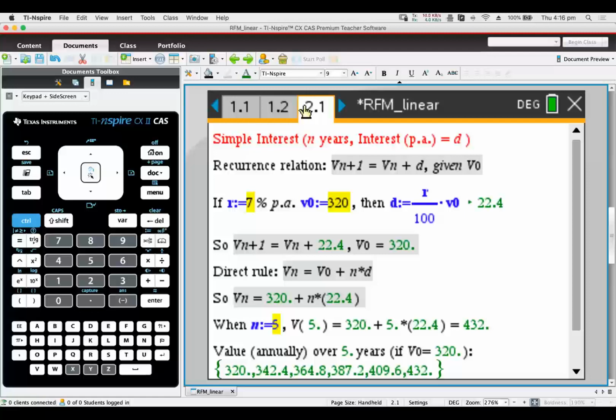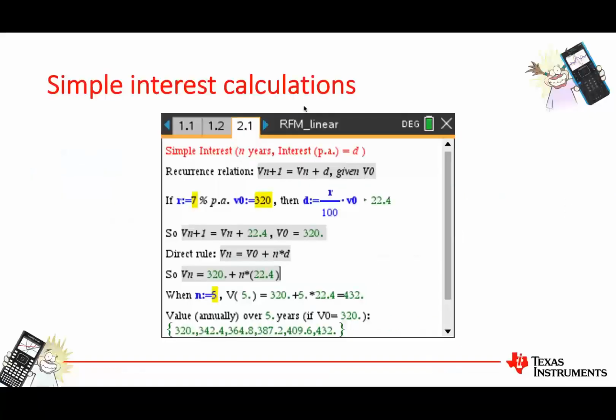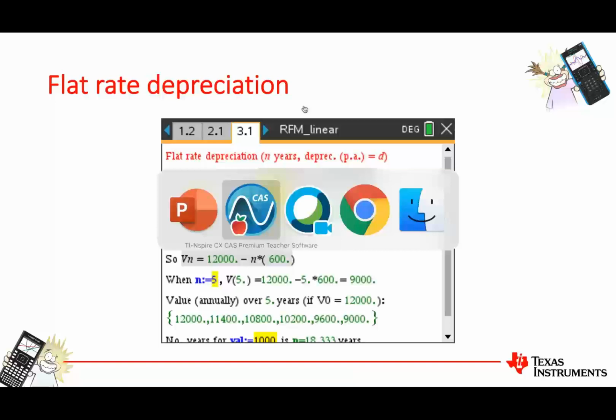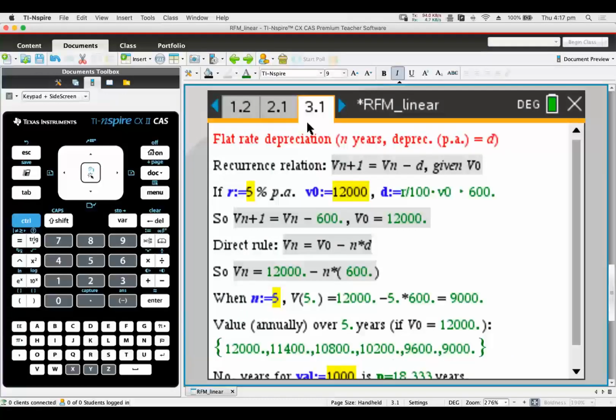Okay, so I think that's probably enough on simple interest. I'll just go back to the PowerPoint. The next application where we can use linear recurrence models is in flat rate depreciation, so we'll have a look at that. Now we'll go to 3.1. Notice it's 3.1 because it's a new problem and we don't want the variable values to be muddied.